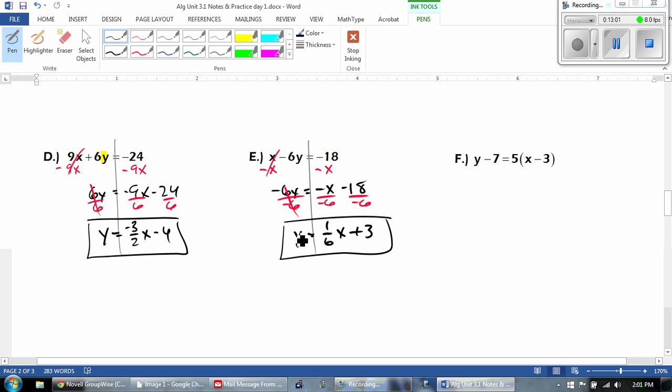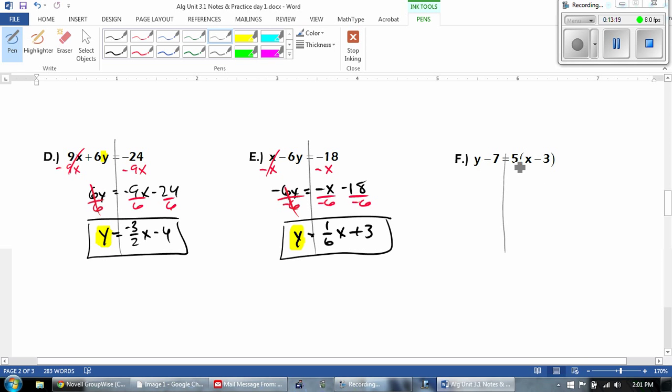Okay, and you should have gotten that y. Remember, got to get the y by itself. So y equals 1/6 x plus 3. All right. Now f, they're starting to look just a little bit different, okay?